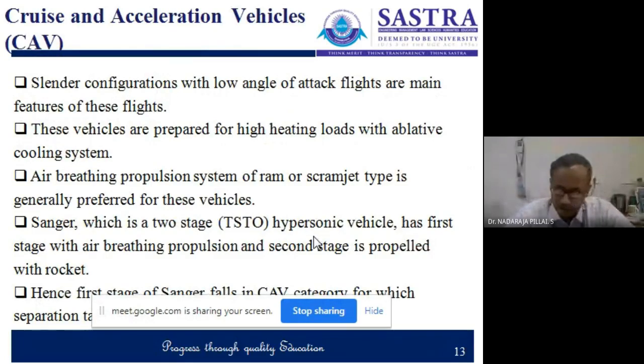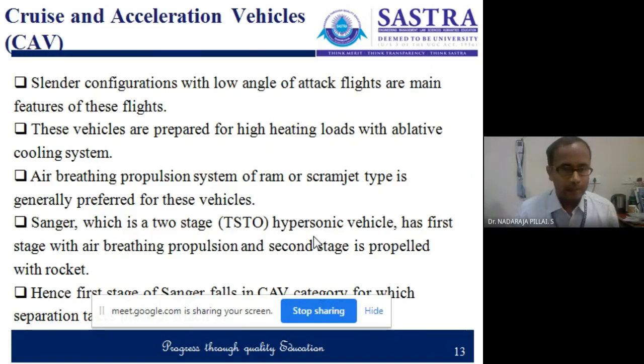So let me go to the second classification, cruise and acceleration vehicles, right? Here, the slender configuration with low angle of attack flights are the main features of this particular type of vehicle, and these vehicles are prepared for high heating loads with an ablative cooling system. We know that at hypersonic speed, high temperature forms on the nose region, and the metal will start melting. So it is necessary to consider this.